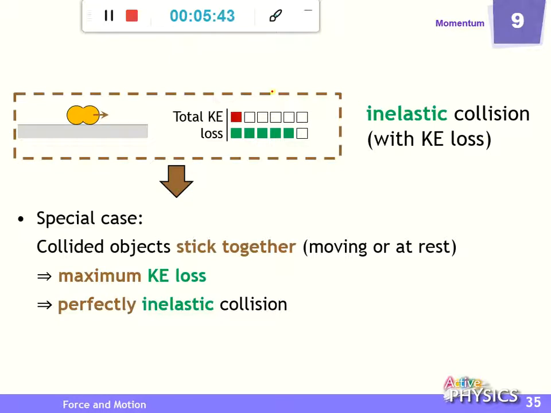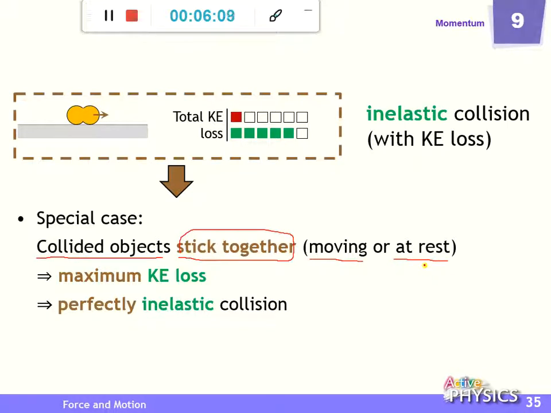Then the next case is this: in an inelastic collision, a special case, the colliding objects stick together, 黐住. If they stick together, we have two situations. One is they move together, 黐埋咗一齊行. The other case is they stick together and finally are at rest.